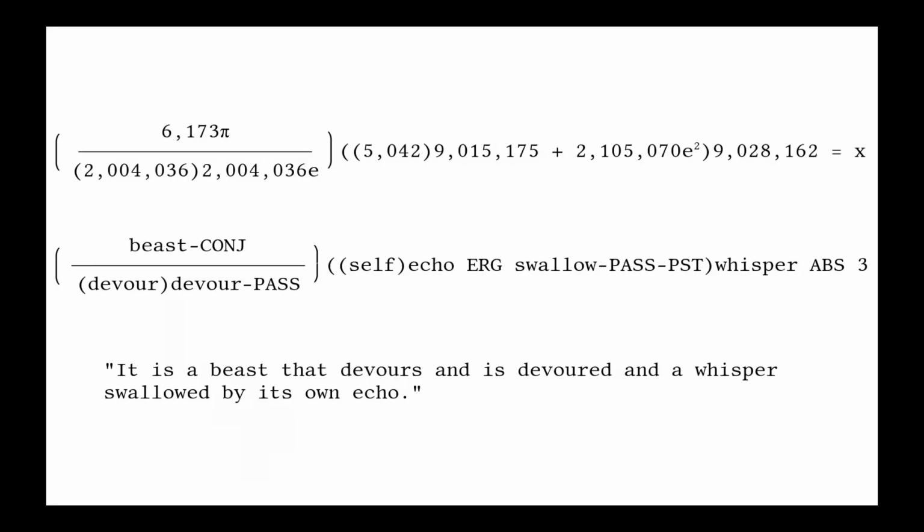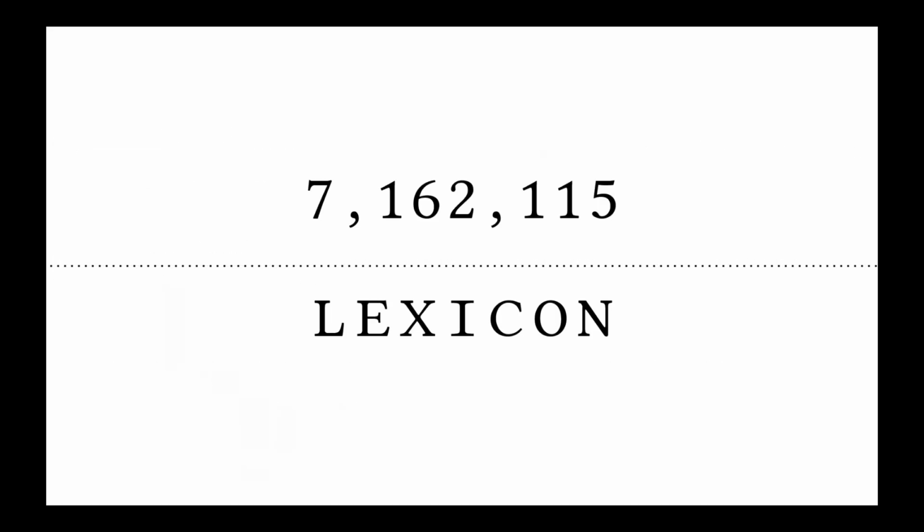Okay, there's a lot going on here. Let's start with some basics. First, the lexicon. The words look like random numbers at a glance. There's a system to them, which we'll break down with a few examples.